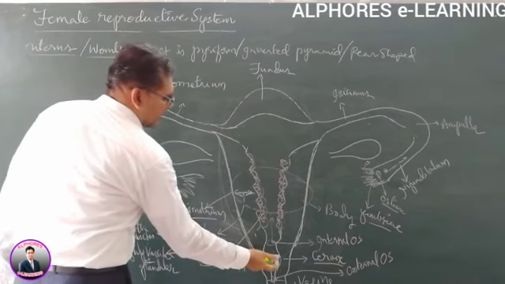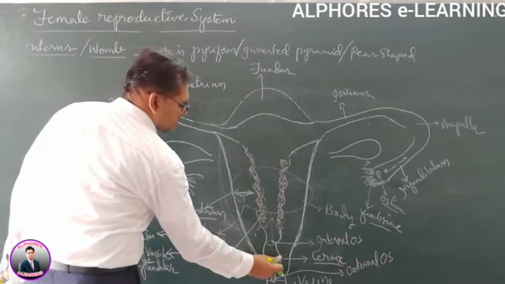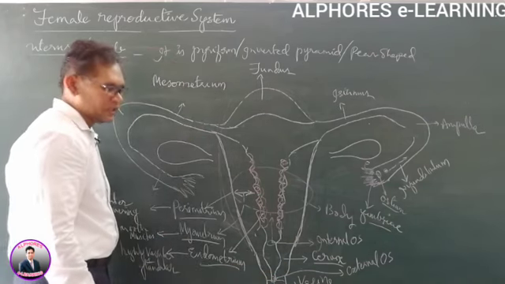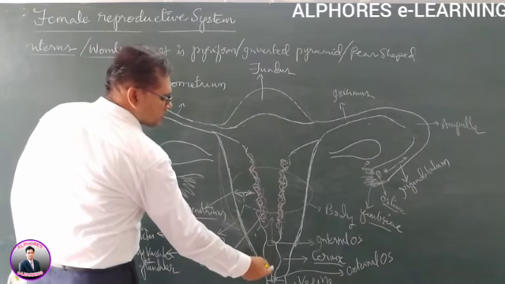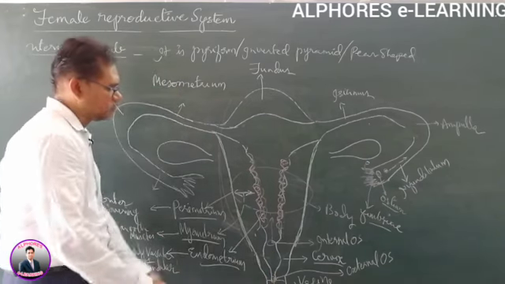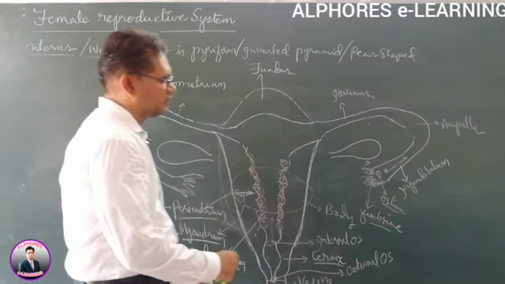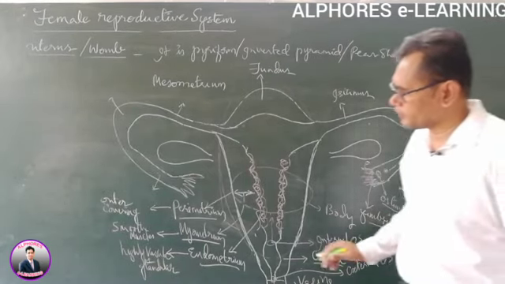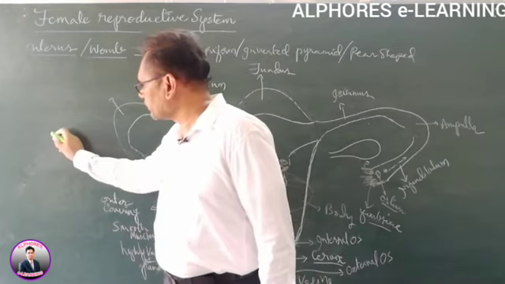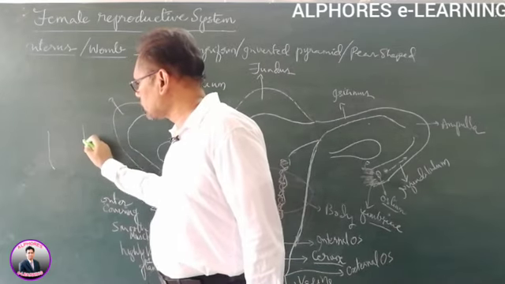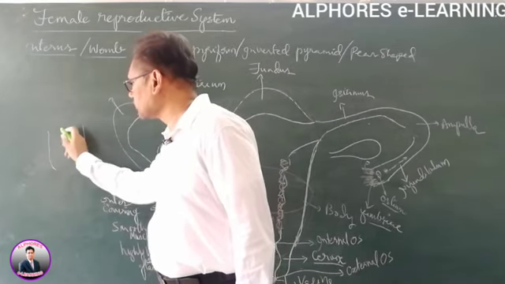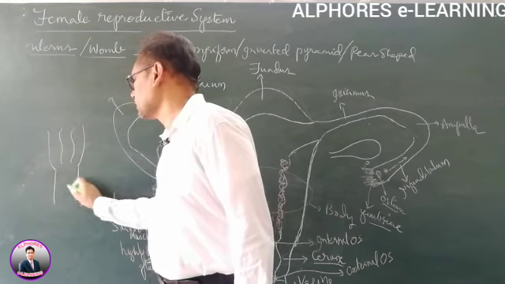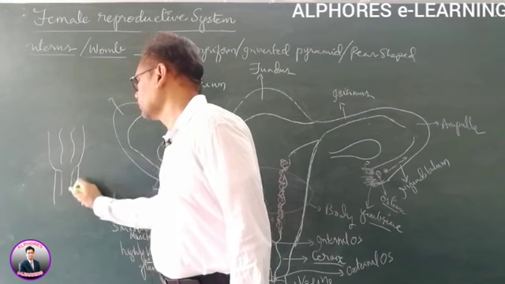Next, the cervix leads into a structure called the vagina. Now this cervix opens into the vagina. You may not be able to see this part, so I will draw it here. This is the last structure. This is the cervix, and the cervix opens into this part, which we call the vagina.